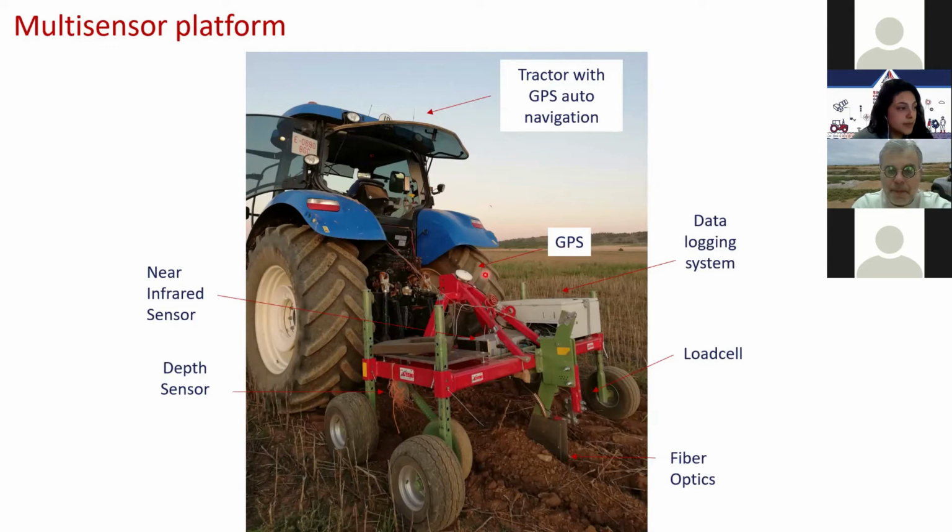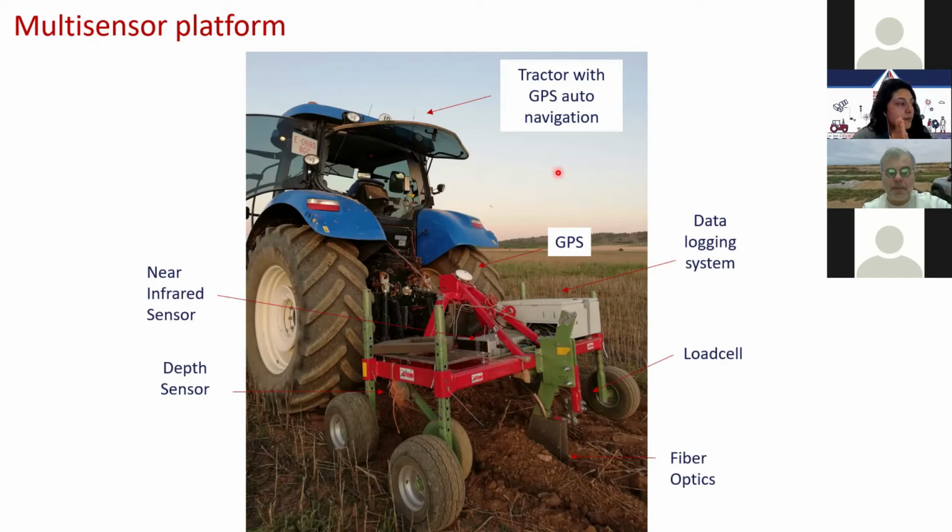Of course, it has a GPS and a data logging system. The platform is connected to a tractor with GPS and auto steering. So the idea is that the tractor is attached to the platform and drives it along the field in parallel lines between 10 and 12 meters.